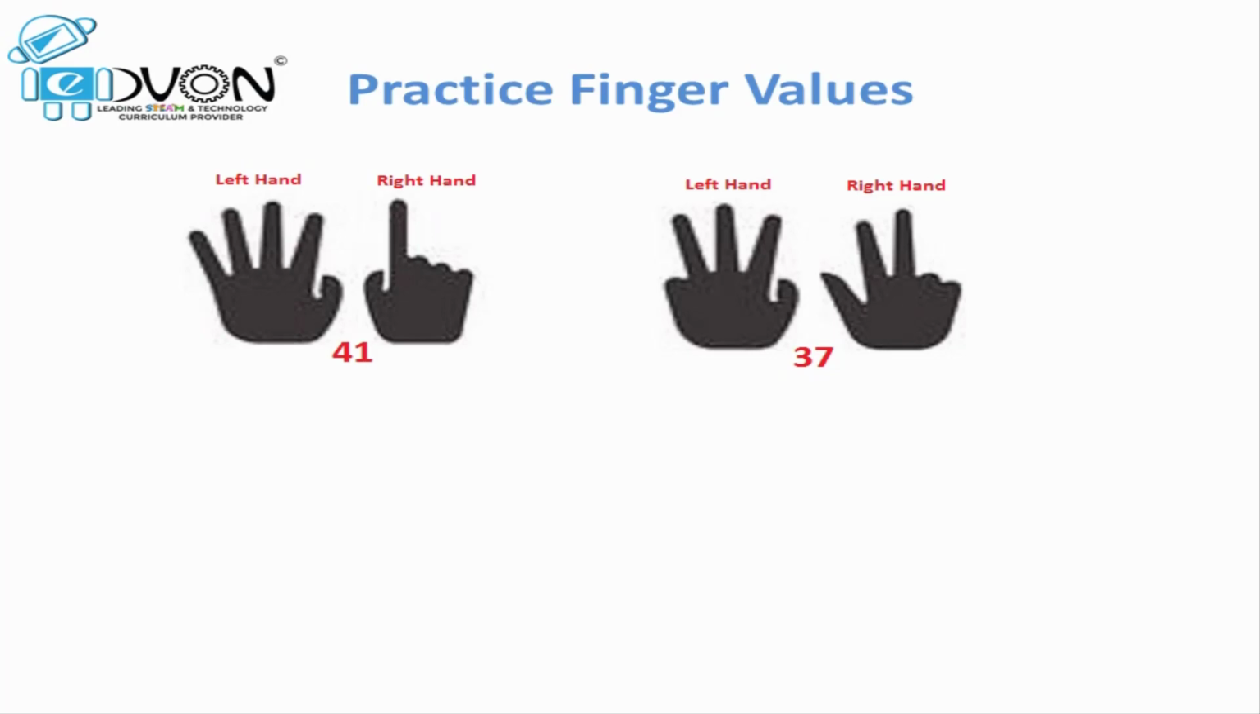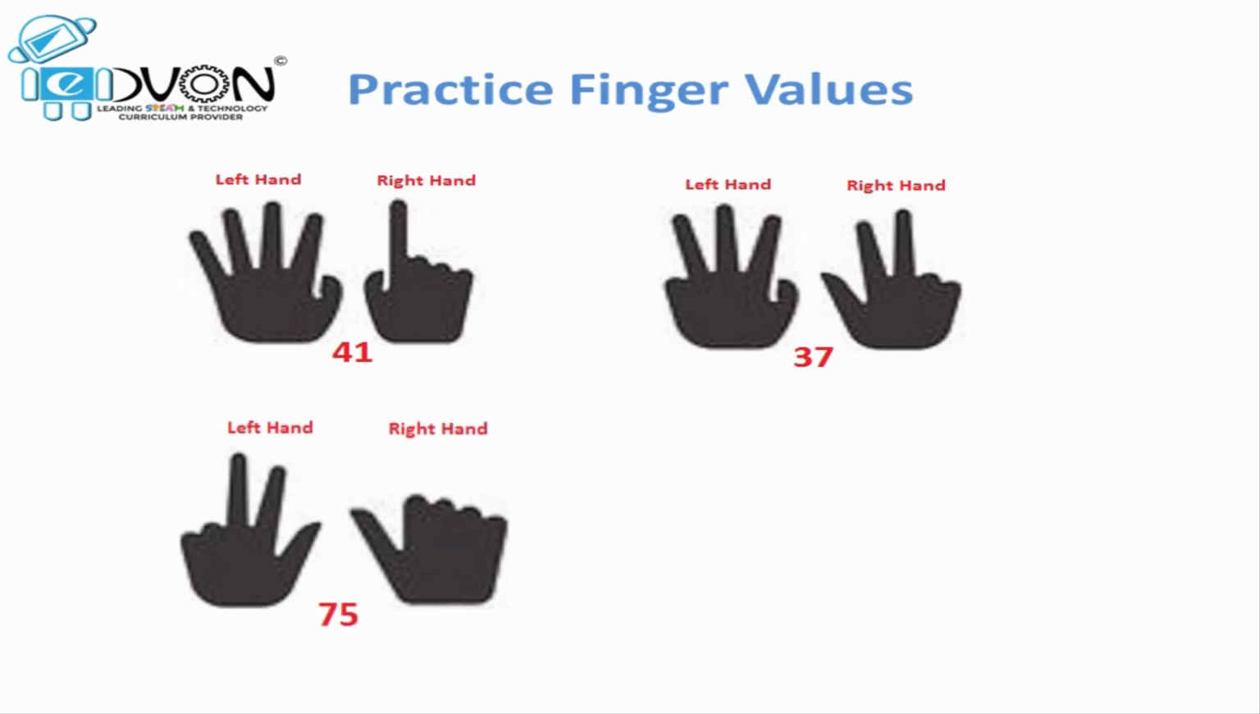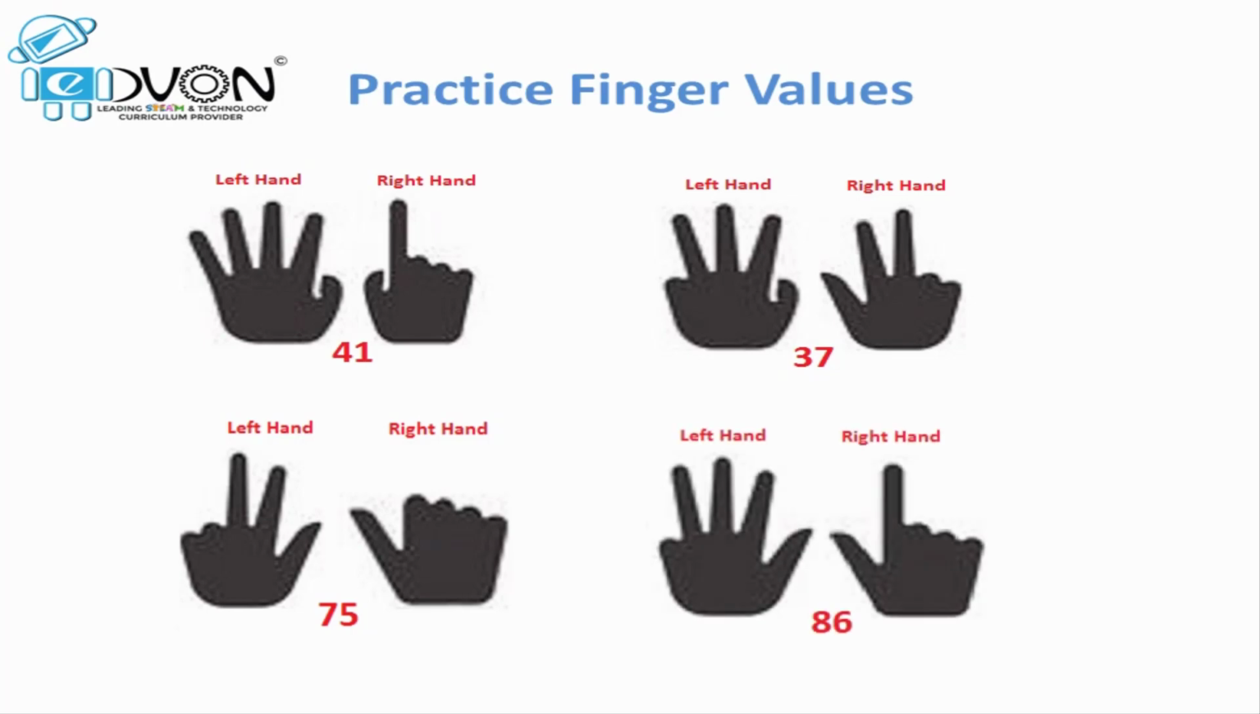Next value we have is 75. In 75, we have 7 tens and 5 units. For 70 on left hand, we will open thumb and 2 fingers, and for 5, we will open thumb on right hand. Next value we have is 86. To place 86 on our fingers, we will open thumb and 3 fingers on left hand to represent the value 80, and for 6, we will open thumb and 1 finger on right hand.